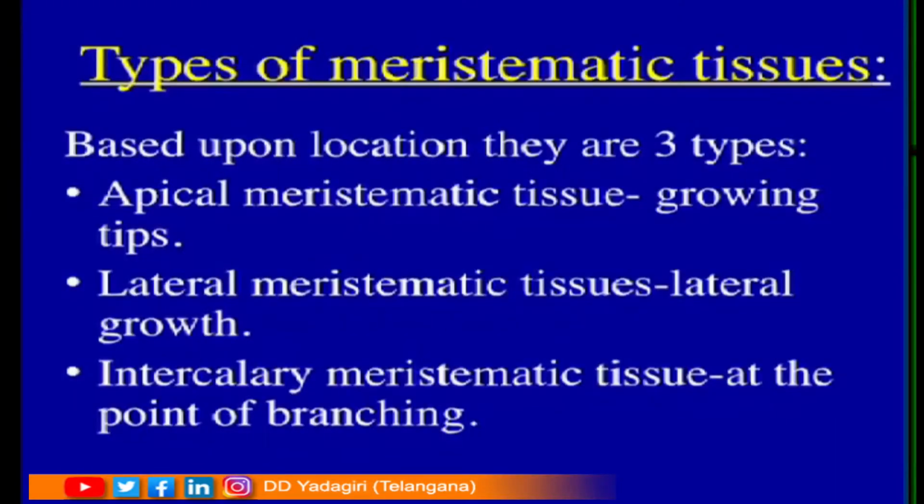Children, we talk about the types of meristematic tissue. Based upon the location, meristematic tissues are classified into 3 types. If the meristem is present in the apical region, that is the tip of the root or the tip of the shoot, we call the tissue apical meristem. If the tissue is present at the lateral branches, then we call it lateral meristematic tissue. And if the tissue is present in between the stem or the nodes, we call it intercalary meristem.